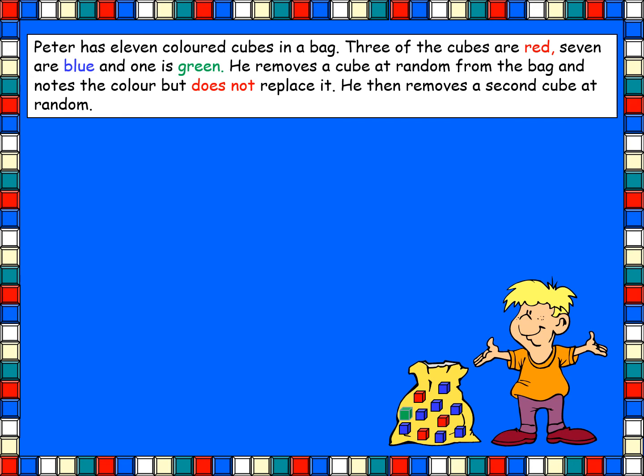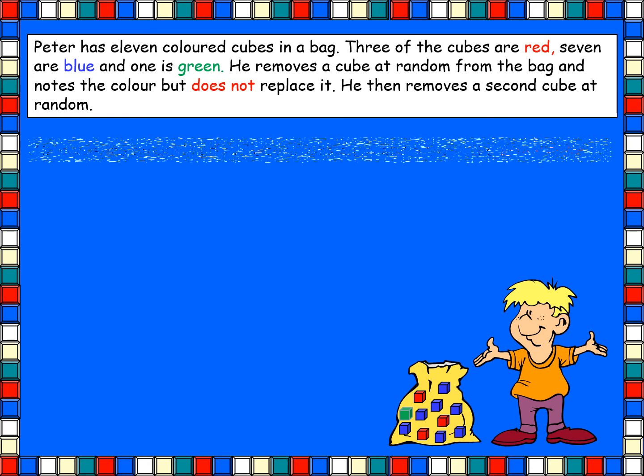Let's take a look at this example. Peter has 11 coloured cubes in a bag. 3 of the cubes are red, 7 are blue, and 1 is green. He removes a cube at random from the bag and notes the colour, but does not replace it. He then removes a second cube at random. So far, very, very similar to the questions we've done.